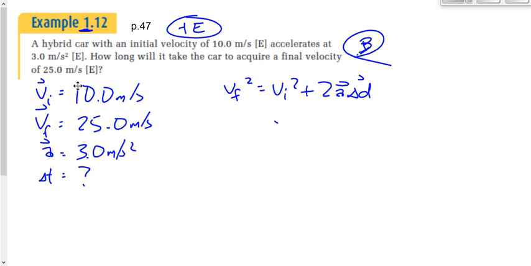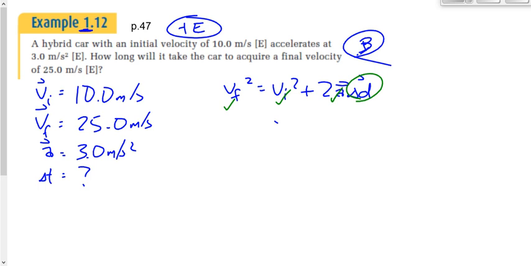We know what VF is. Good. We know what VI is. Good. We know what A is. Good. Solve for delta T. But wait a second. It's not what we're looking for, right? That's okay. Are you going to get the wrong answer this way? No. You're just going to solve for the wrong thing. So you just have to try something else.